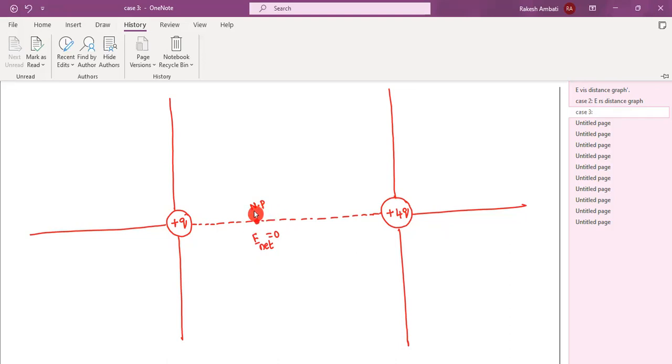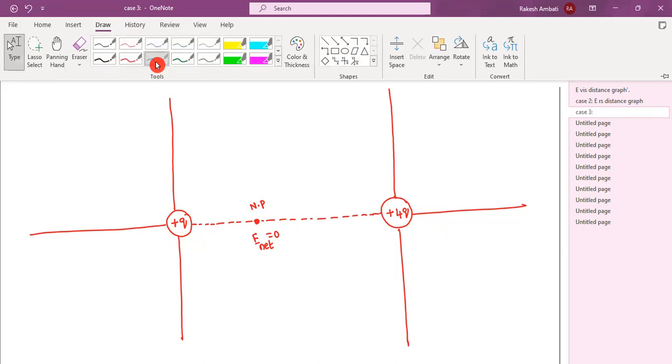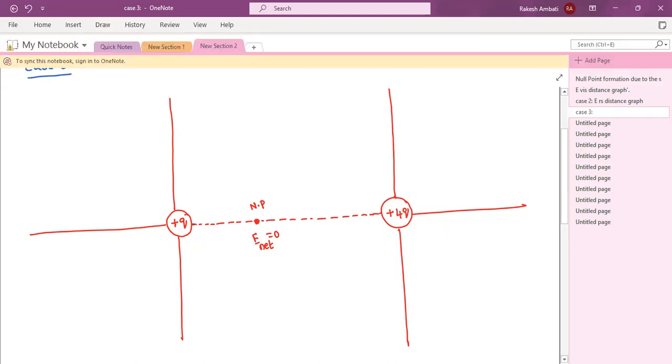And I told you already, null point is always formed near to the smaller magnitude charge. Okay, so now see the graph. So in the case of positive charge, what is the direction of electric field? Away from positive charge. Same thing here, direction of electric field away from positive charge.